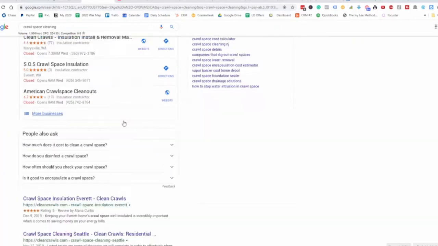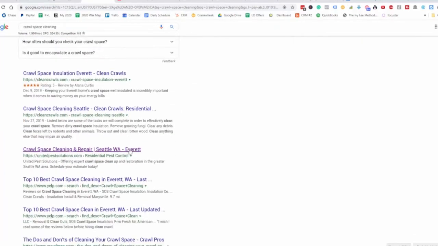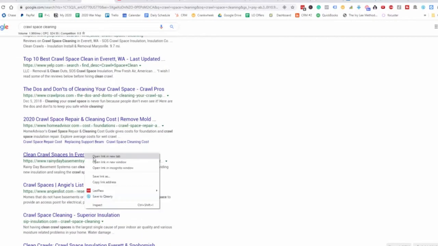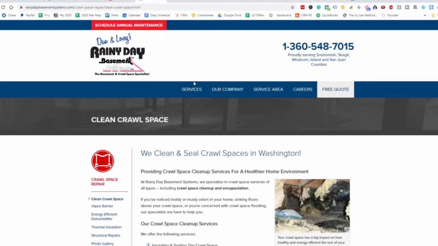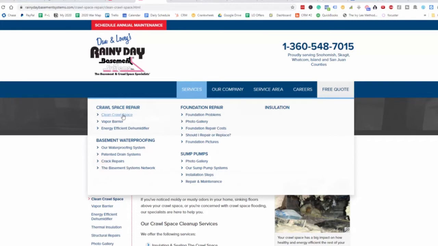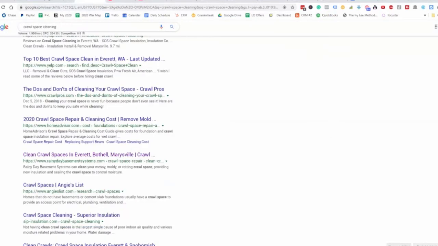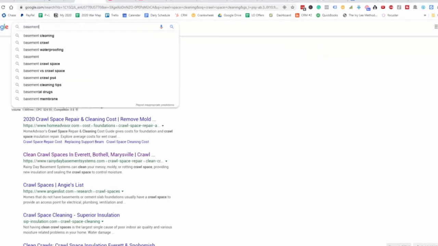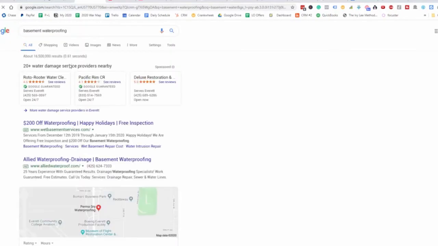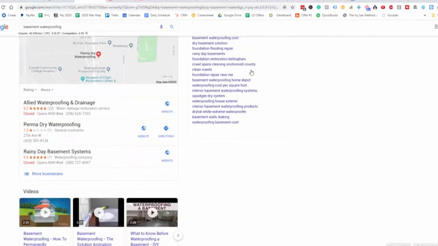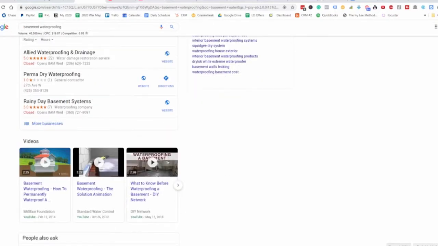Let's go down here and see if we can find one of these guys. Rainy Day Basement. Let's pull these guys up. Okay, these guys look to have some good keywords as well. Crawl space repair, crawl space vapor barrier, energy efficient dehumidifier. Okay, basement waterproofing. That may be another keyword ad group that we can add as well. Basement waterproofing. So that may be another keyword as well.